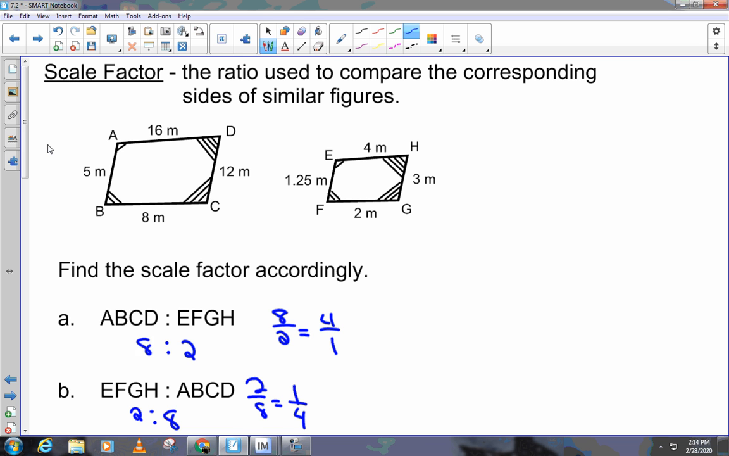If I picked a different pair of sides, would the answer change? Would the scale factor change if I picked a different pair of sides? No, as long as they correspond. So let's say I picked AB. What does AB go with? EH, right? So if I did 16 over 4, I still get 4 to 1. That's what makes it similar, because they have the same scale factor on all the corresponding sides.